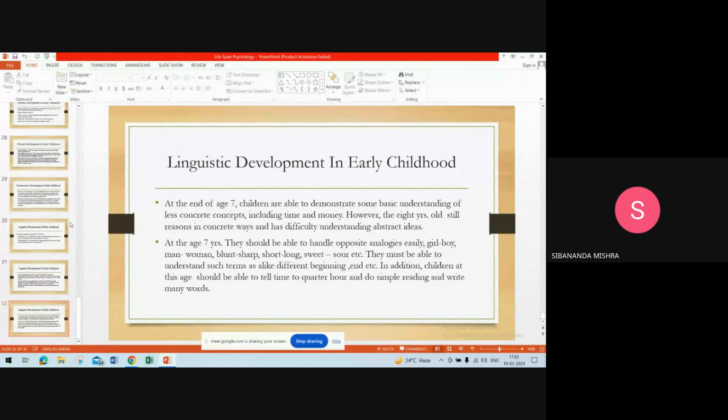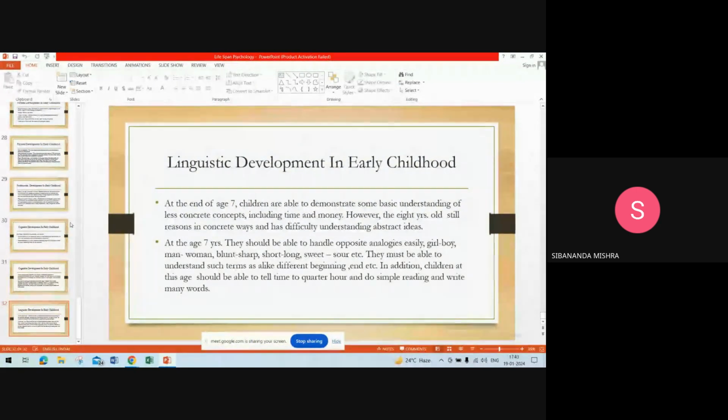Stages of development: physical domain, psychological domain, cognitive domain. There are some characteristics of lifespan development you need to know. We have left that one, I'm telling you. Characteristics of lifespan development: important characteristics or beliefs of the lifespan approach.